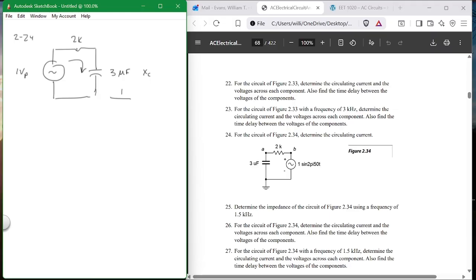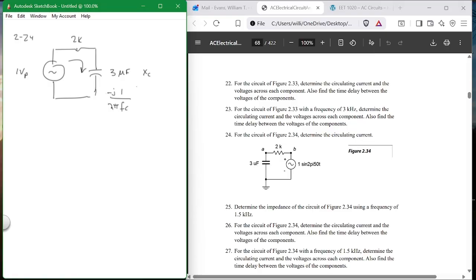But does anybody have any idea how to write X sub C? What's X sub C? Everybody should know this by now. What is X sub C? Minus j over 2 pi fC. Everybody ought to have that in their back pocket, written on their shoe or memorized, or on that one piece of paper that you can carry with you. You should memorize this. Minus j over 2 pi fC. Okay?